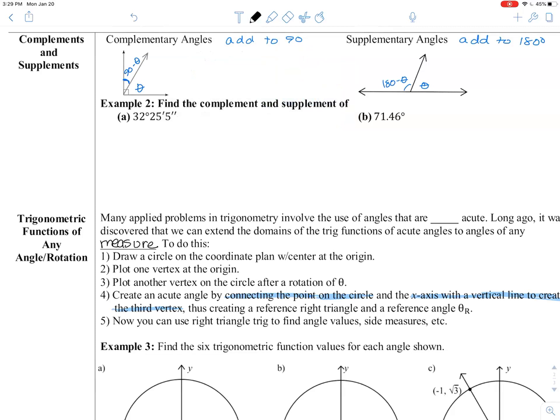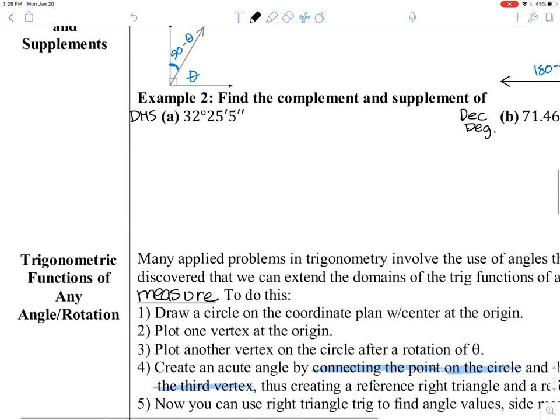Okay. So this first example here is in degrees, minutes, and seconds. So this one's a little more complex. This one is in decimal degree, which is quite a bit easier. Okay, so let's recall some things about degrees, minutes, and seconds.